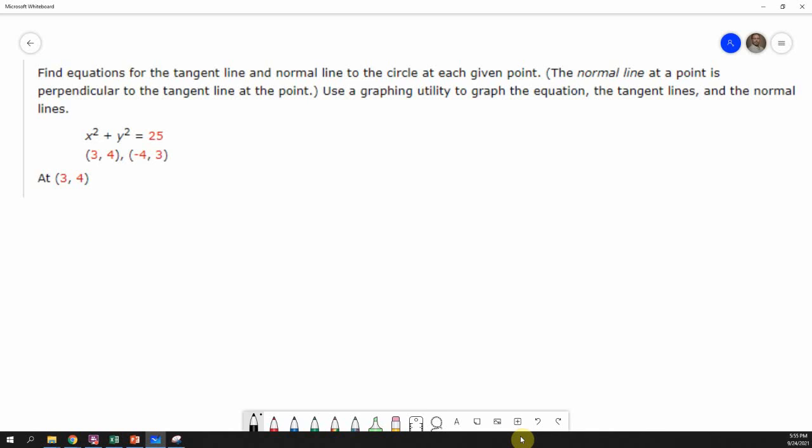They've got the same numbers. They're just flipped and then negated. So the negative reciprocal. So we're going to start by finding the tangent line.